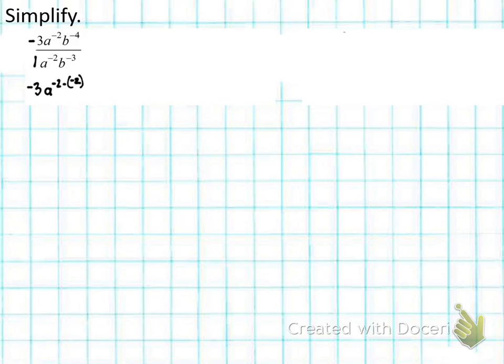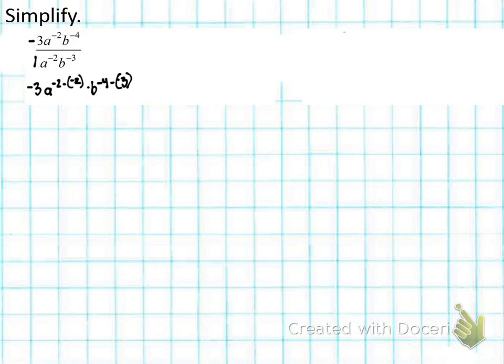Can you simplify these or just cross them out? You could. I'll show you the other way too. Okay. And then we have b to the negative fourth over b to the negative third. So it's going to be times b to the negative fourth minus negative third.